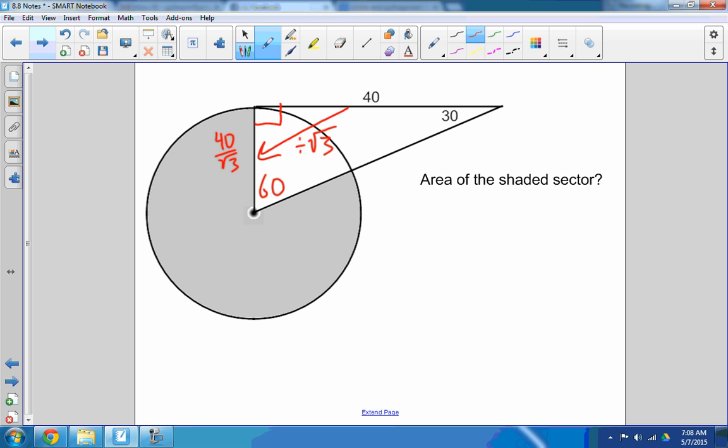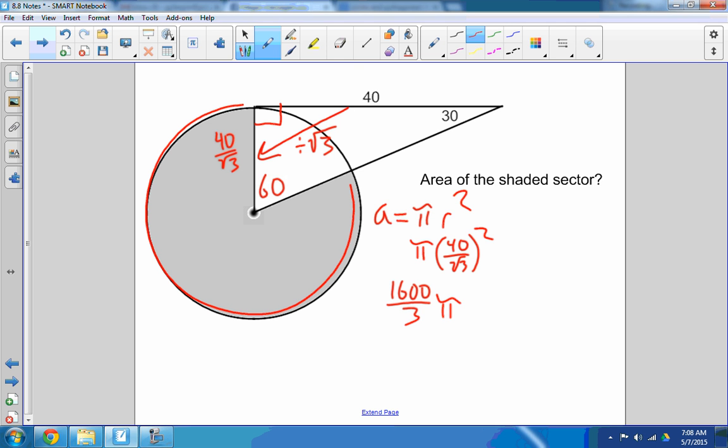Now let's find the area. So the area is pi r squared. So it's pi, our radius is 40 divided by square root of 3, squared. And so that's going to be 1600 over 3 pi. And then our percentage: I want the area of this shaded region, so instead of 60, we have this as 300. So this is 300 divided by 360, which is 5 over 6.